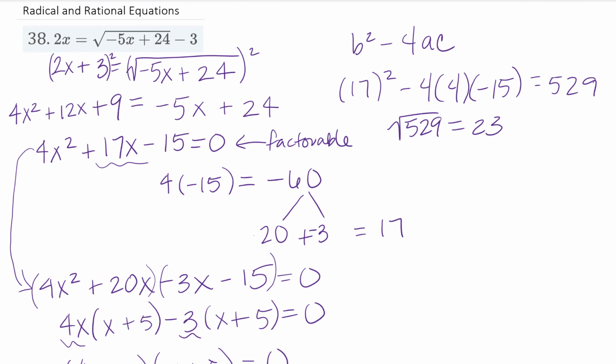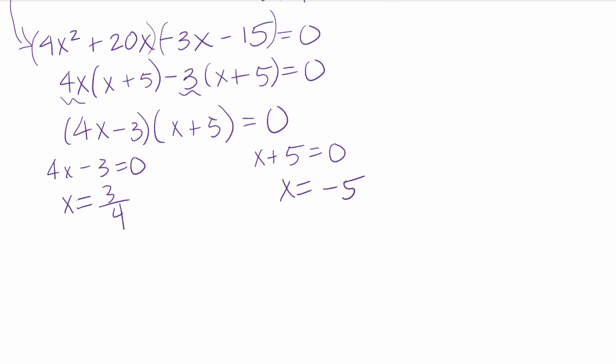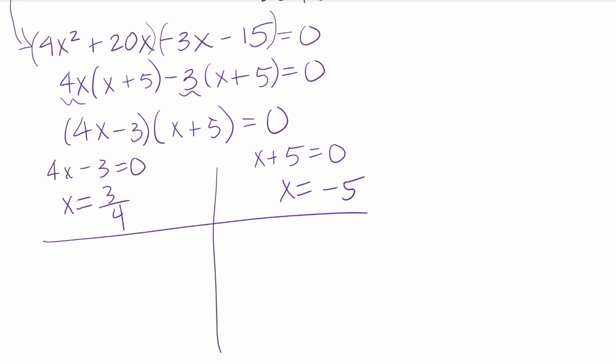Anytime you are given a radical problem, and same for rationals, you want to make sure that you check. So let's check on the left side, 3/4. I'm going to plug it into the original. So it's going to be 2 times 3/4 equals the square root of negative 5 times 3/4 plus 24, minus 3. Okay, so 2 times 3/4, you can reduce that down a little bit to get 3/2.